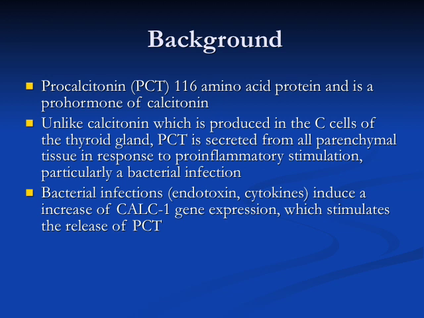So, a little background. Procalcitonin is a 116 amino acid protein, and it is a prohormone of calcitonin. Unlike calcitonin, which is produced exclusively in C cells of the thyroid gland, procalcitonin is secreted from all parenchymal tissue in response to pro-inflammatory situations, particularly bacterial infections. When these infections occur, thought to be due to the endotoxin from the bacteria and the cytokine inflammatory response, it induces an increase in the CALC-1 gene expression, which stimulates the release of procalcitonin.